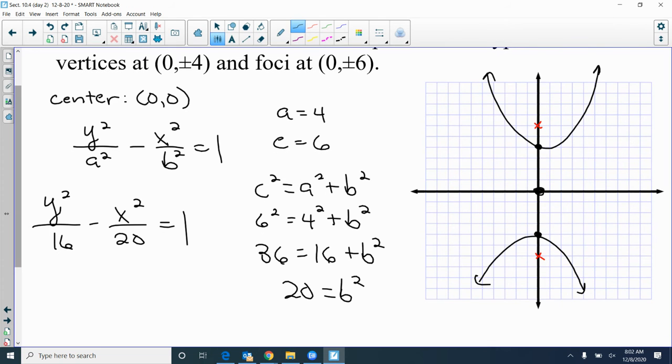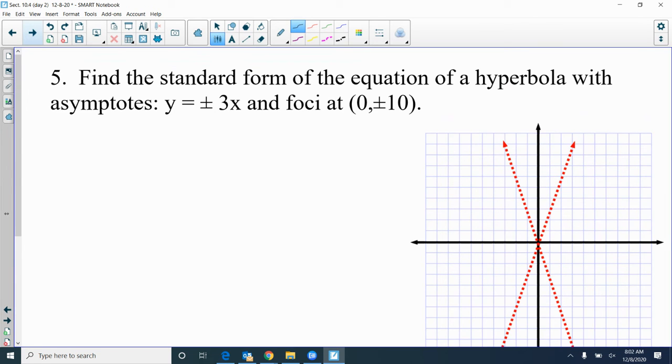All right, and that's all you need. All right, for that bottom one there, find the standard form of the equation of the hyperbola with asymptotes at y equals plus or minus 3x and foci at 0, plus or minus 10.